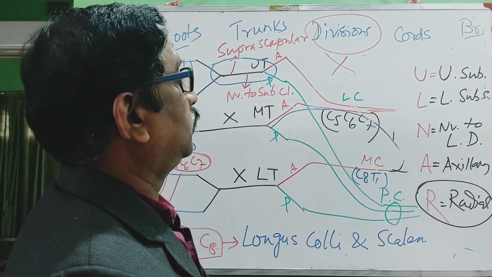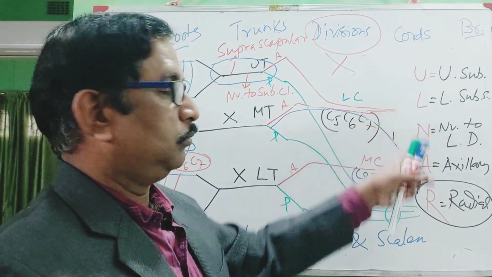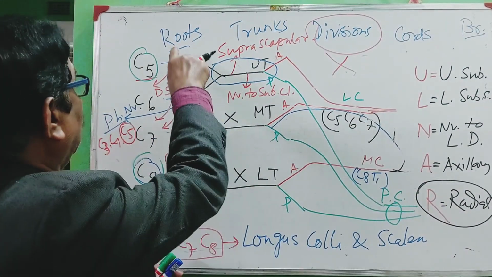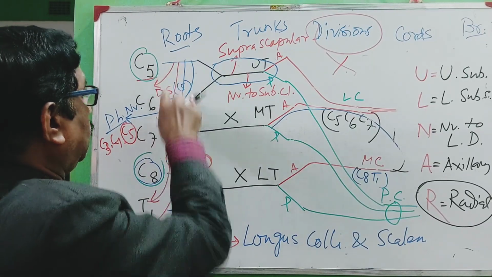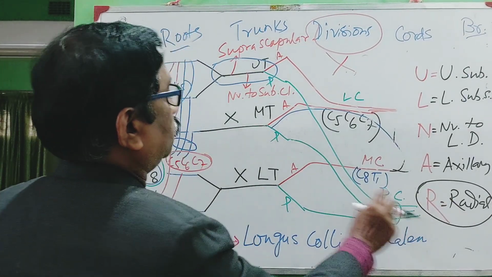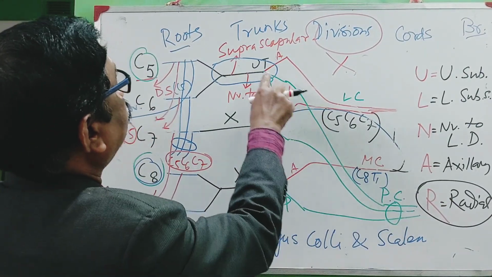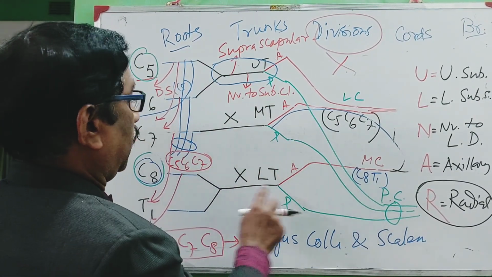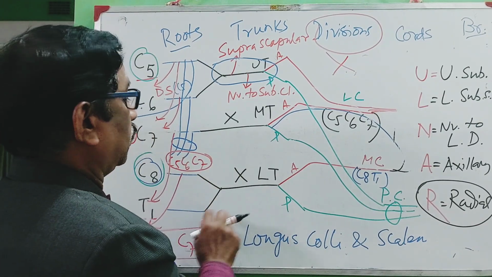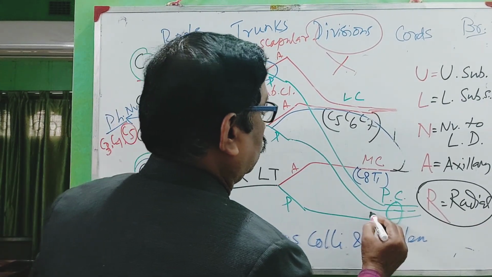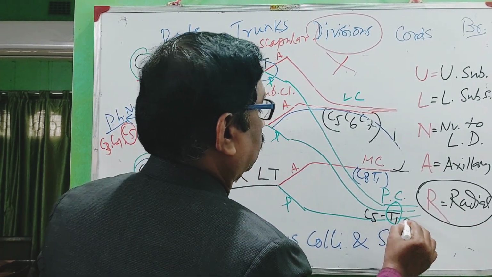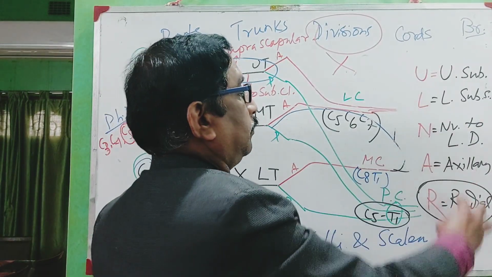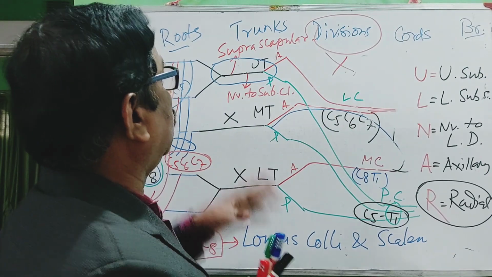But their root value will not be the same. All the roots, C5 to C8, will form the posterior cord. You see, this green one coming from C5, C6, this green one coming from C7, and this green one coming from C8, T1. So the root value of the posterior cord will be C5 to T1, all the roots, but their branches may not contain fibers from all the roots.